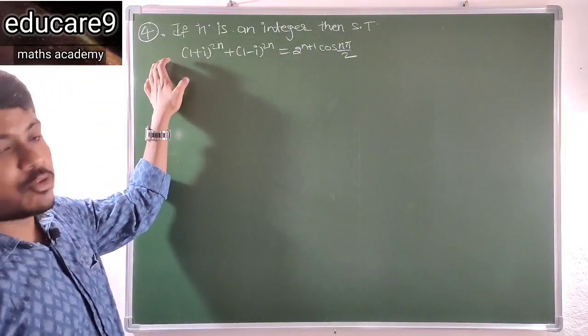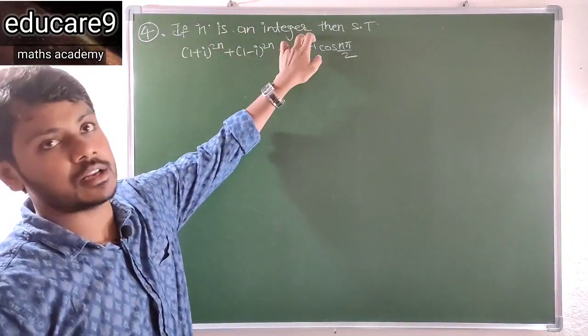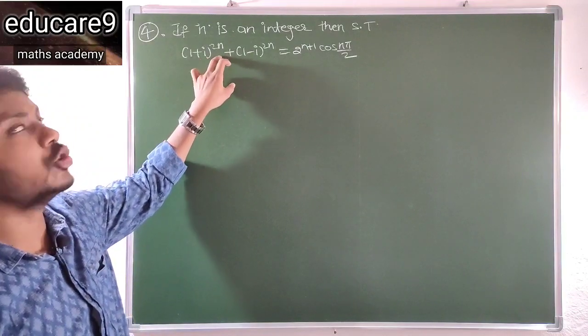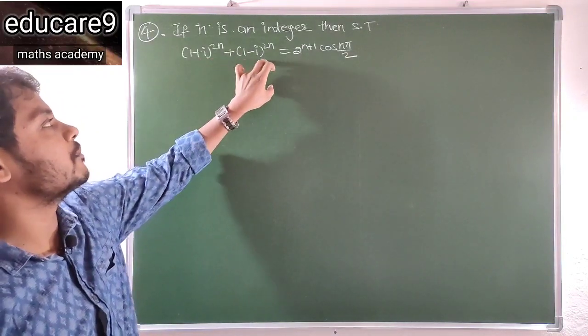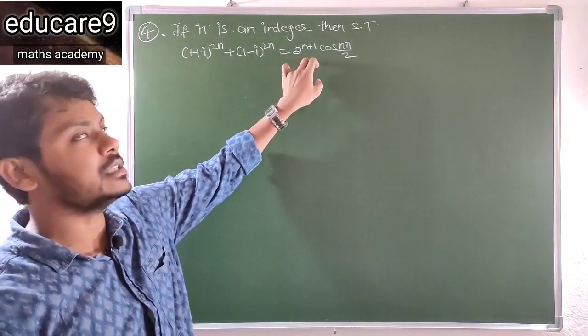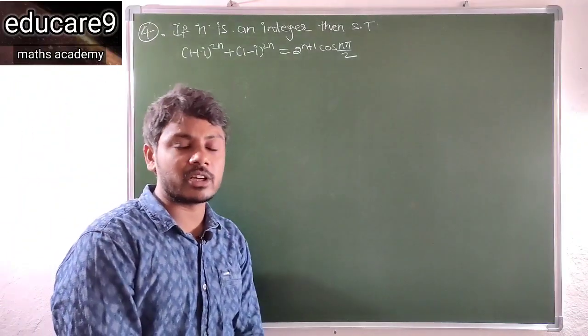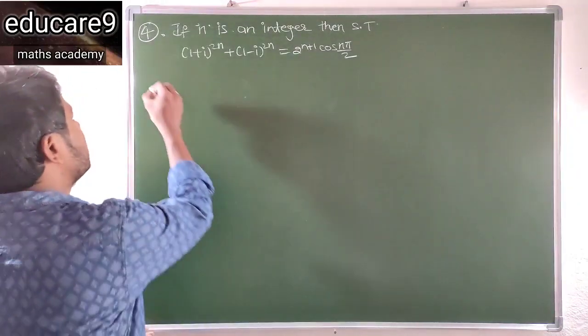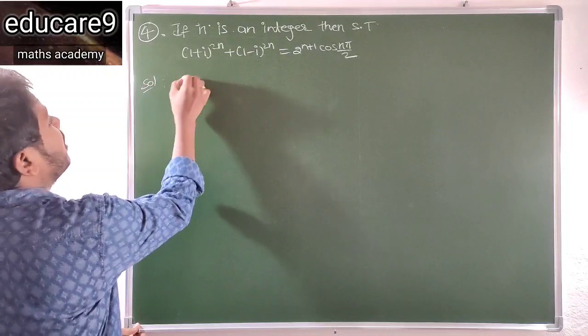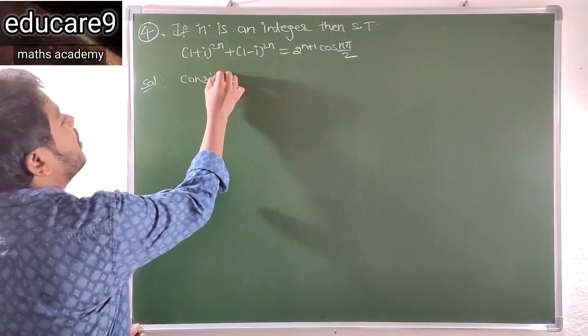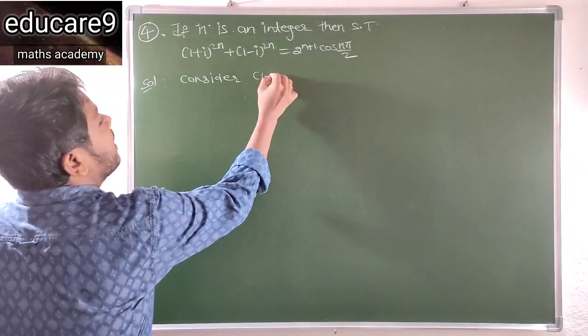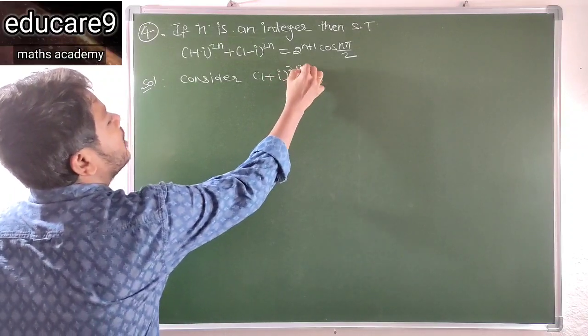So see the question number 4. If n is an integer, then show that 1 plus i whole to the power of 2n plus 1 minus i whole to the power of 2n value is 2 to the power of n plus 1 cos n pi by 2. So see here, first we have to consider 1 plus i whole to the power of 2n.